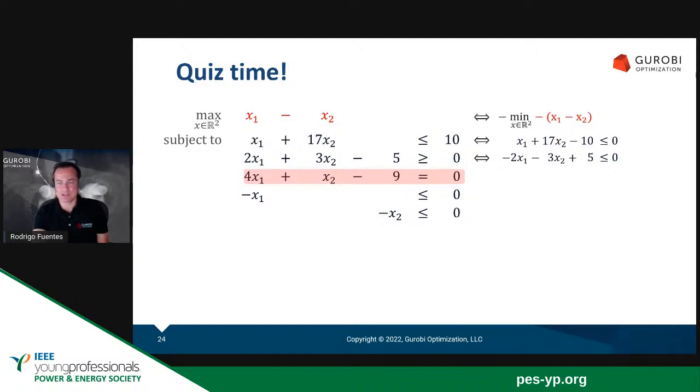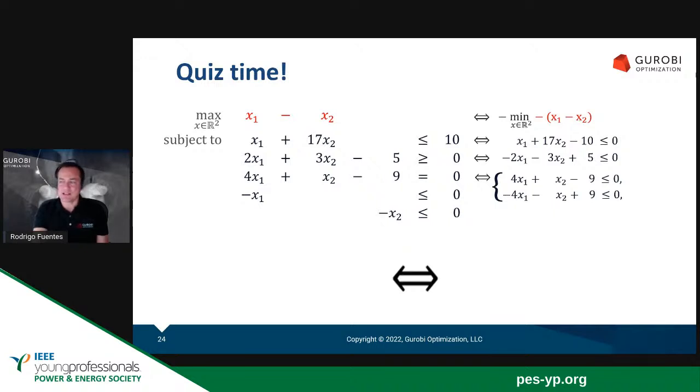which is 4 times x1 plus x2 minus 9 equal to 0. That constraint can be written as two inequalities that are equivalent. So if you have a equal to b, then a greater than or equal to b and a less than or equal to b together are the same as a equal to b, which is what we have here. So we have written an equality as two inequalities, and then the rest of the problem doesn't have to be changed. The right-hand side in the slide shows how to write the same problem on the left in a canonical way.